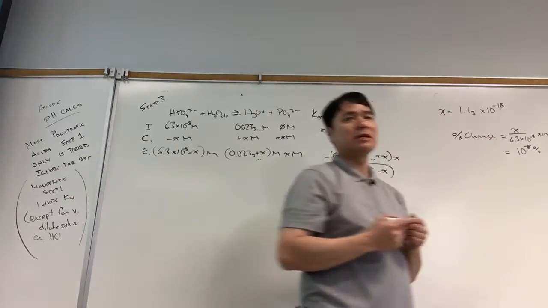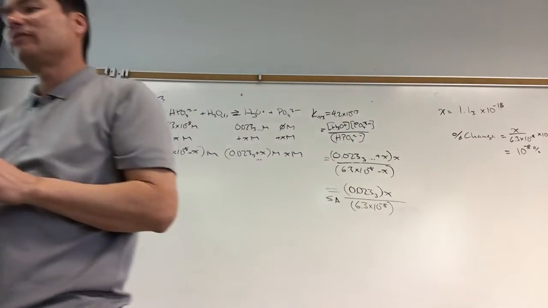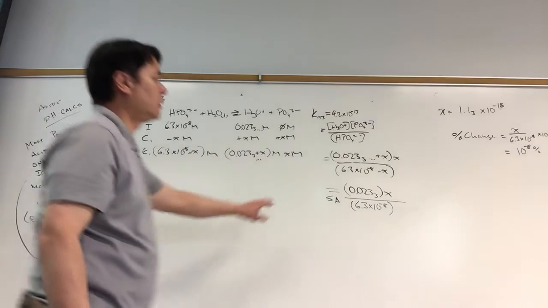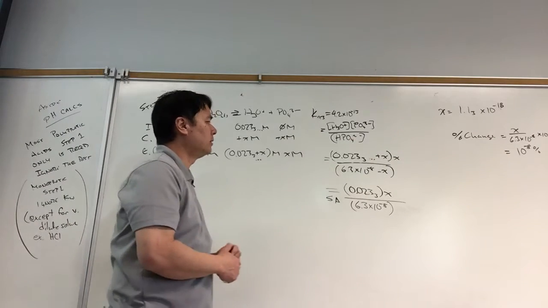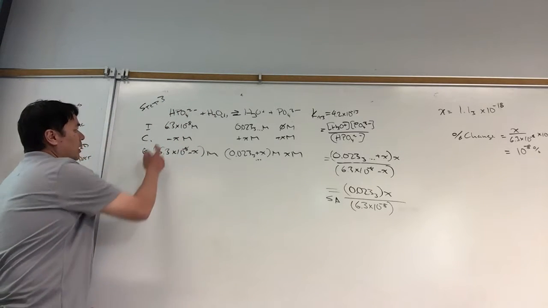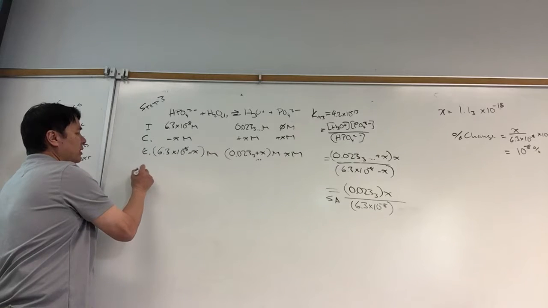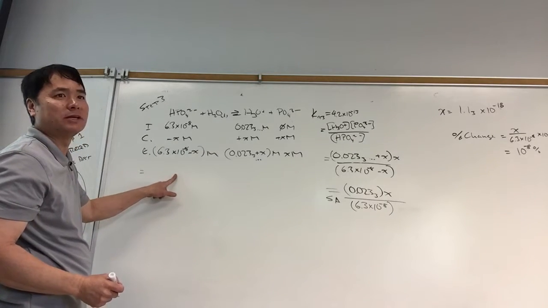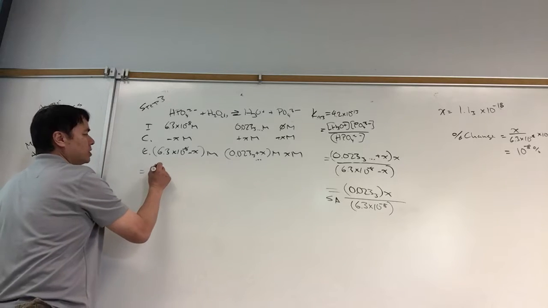And 10 to the minus 8% change, in fact, the simplifying assumption worked very well for this. Actually, this would have passed the rule of 100 or whatever. So we didn't have to do a selective SA. And so no problem here, that worked. And so how much monohydrogen phosphate do we lose? Well, we only lose about 10 to the minus 8% of it. That's a very small change.